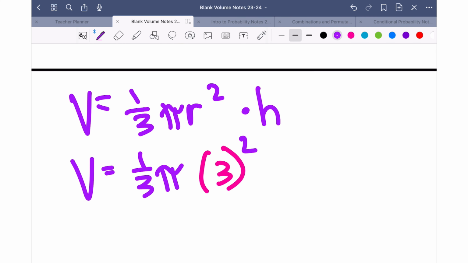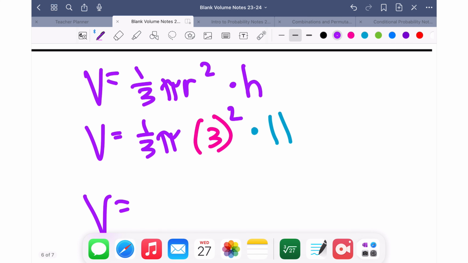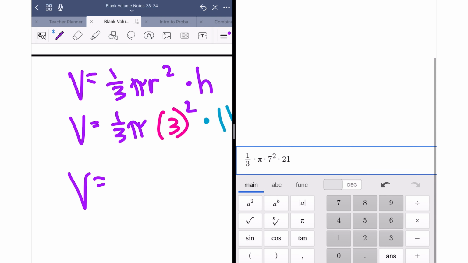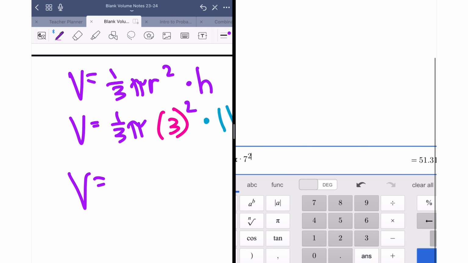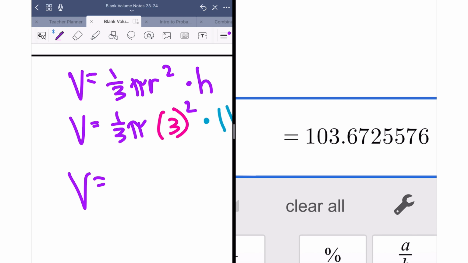Okay, everybody good so far? Times your height. What's the height? 11. Okay. Straight to Desmos. And then we just need to delete this part. So times 3 squared times 11. 103.67 units cubed.